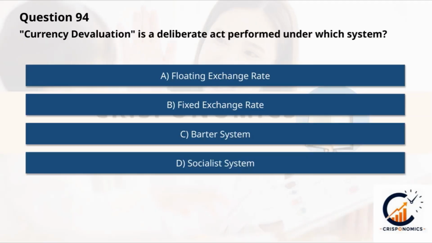Let's consider the idea of currency devaluation, a deliberate move by a country to reduce the value of its currency. The question here is, under which system does this happen? Is it a floating exchange rate, a fixed exchange rate, the barter system, or a socialist system? We're focusing on how governments or central banks might intervene in currency values and which economic framework allows for that kind of action. This sets the stage for understanding exchange rate policies.